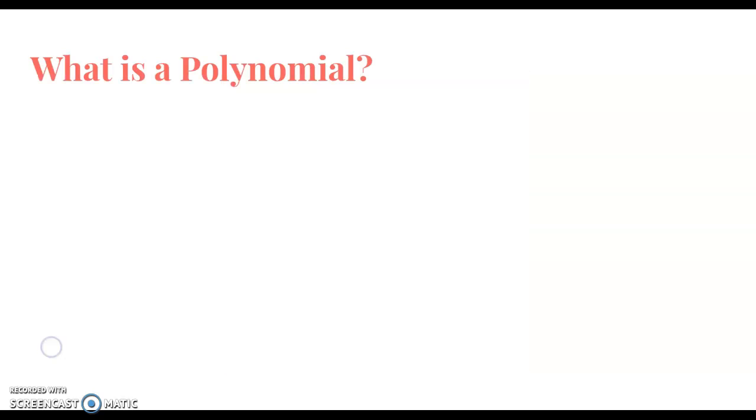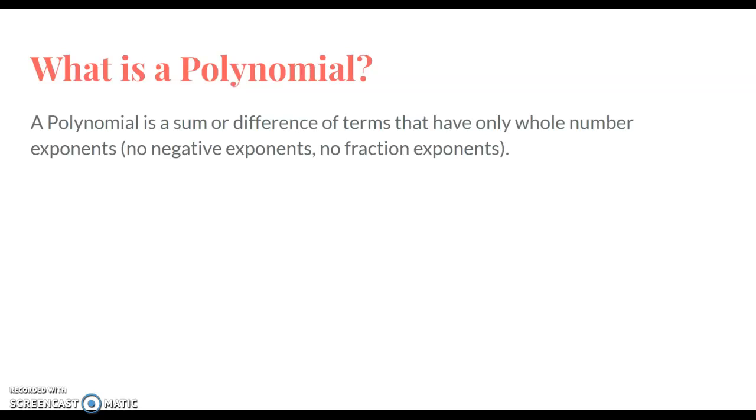So let's begin. First, let's start talking about what is a polynomial. Let's give a brief definition. So a polynomial is the sum or difference of terms that have only whole number exponents, meaning they do not have a negative exponent or a fraction exponent.